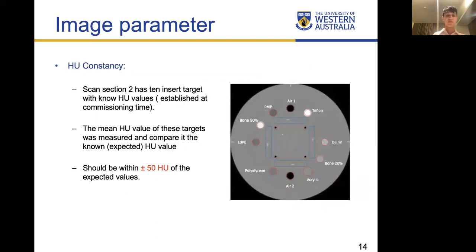For Hounsfield unit consistency, scan section 2 has 10 insert targets with non-Hounsfield unit values established at commissioning time for each unit and each protocol. The mean Hounsfield value of this target was measured and compared to the expected value. The measured value should be within the tolerance level of 50 Hounsfield units.